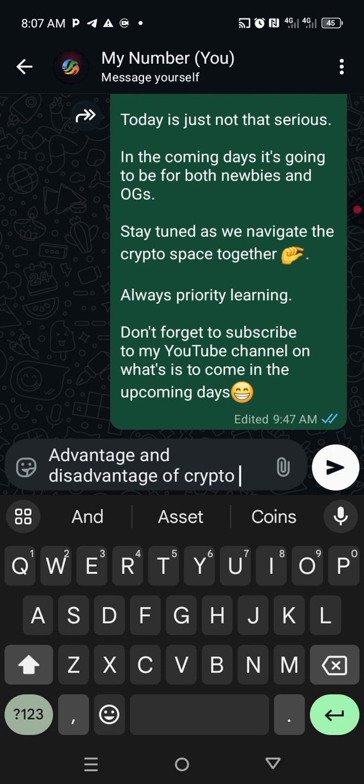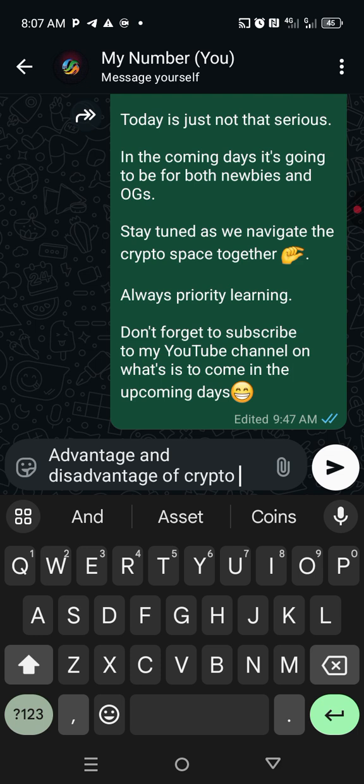Because when you know the advantages and disadvantages of cryptocurrency, you will be able to take informed decisions, so that when somebody tells you to buy this, you don't just buy that, or when somebody tells you to buy with small money, you don't go and take a risk that will take your life. So let's go. Advantages of cryptocurrency.